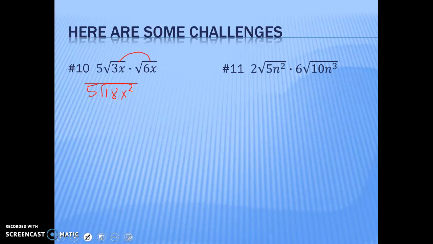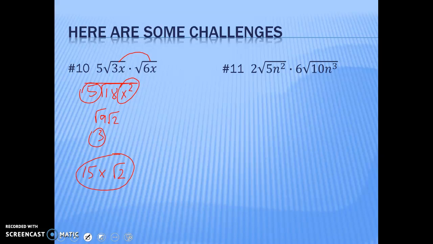The square root of 18 does have a perfect square that goes into it, and that is 9. 9 times 2 is 18, and the square root of 9 is 3. So I have this 3 on the outside and this 5 on the outside. If I multiply those two together, I get 15 on the outside, and I have 2 on the inside. Then I also have this x squared, and that's 2 x's, so I can pull that on the outside, and my final answer is 15x times the square root of 2.